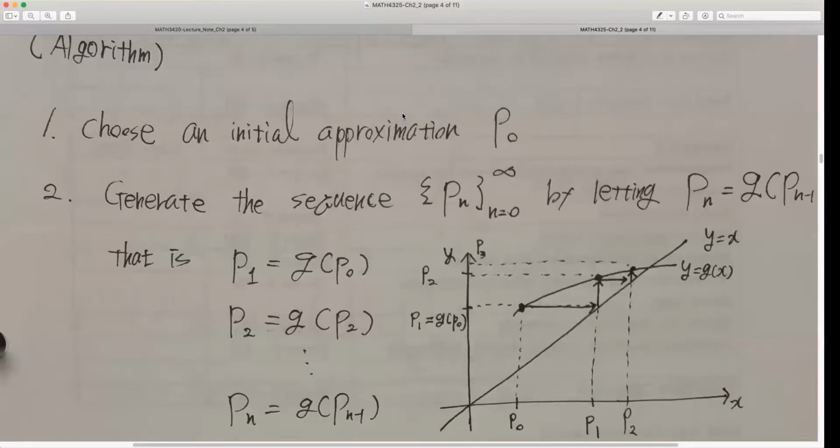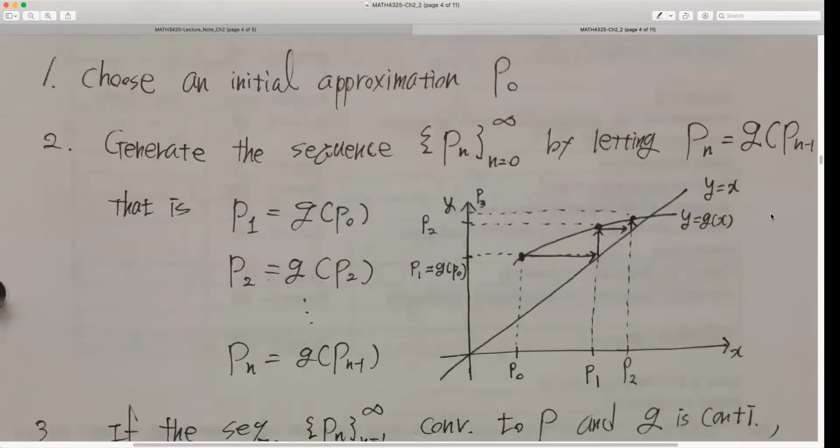So choose the initial approximation p0. Definitely, you have to choose the initial approximation within the closed interval given in the problem. Okay, and then generate the sequence p_n by letting p_n equal g of p_{n-1}. So that's the key, the core algorithm of the fixed point iteration method.